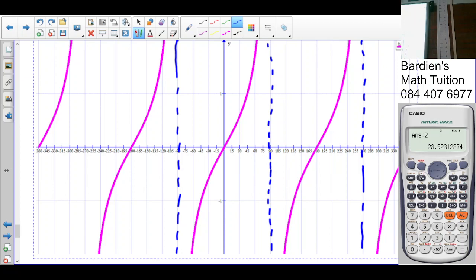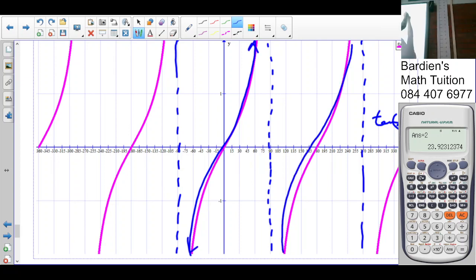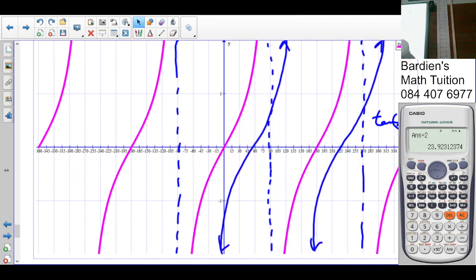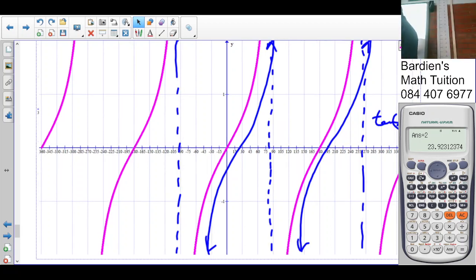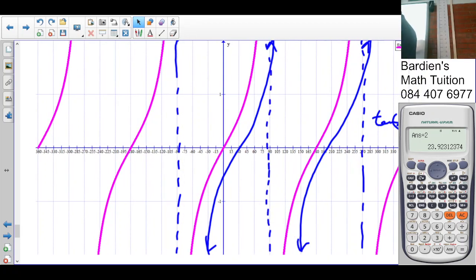Can you see that? So if we're going to say it's going to be tan x plus 30, then this graph is going to move 30 degrees to the left. Let's take this graph into account. What's going to happen is this graph is going to move 30 degrees to the left. And there's the graph. So the asymptote also moves 30 degrees to the left.